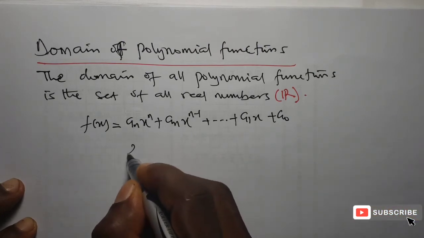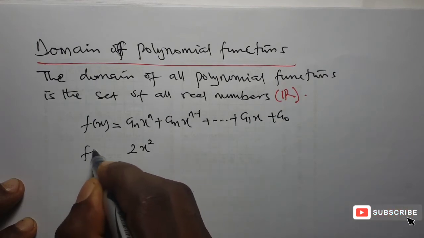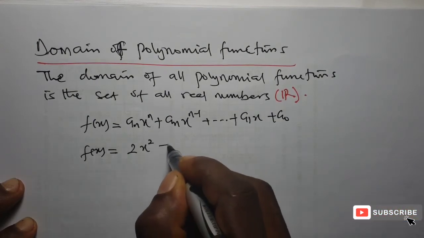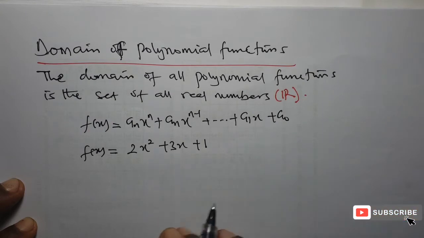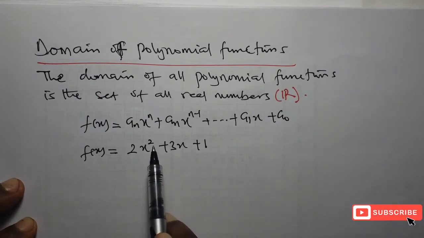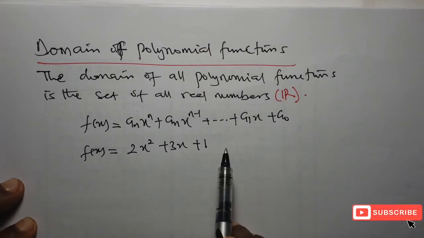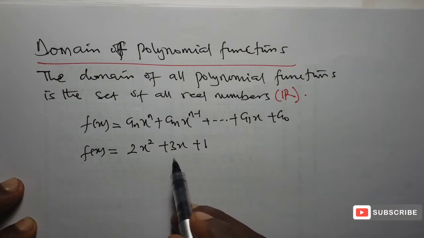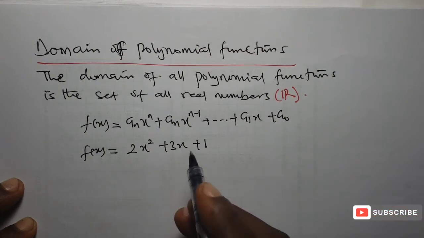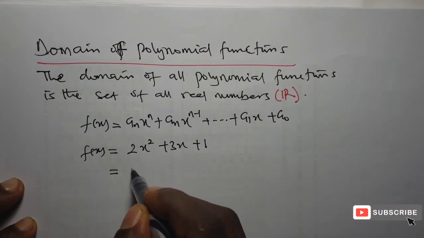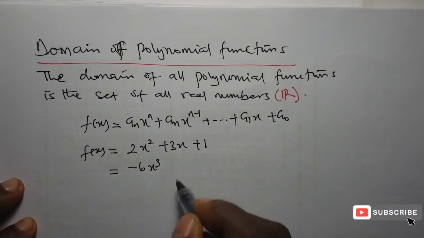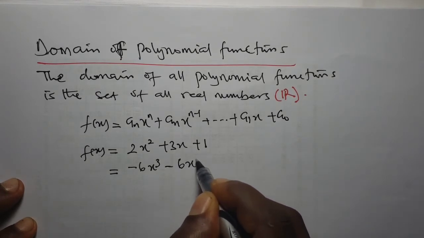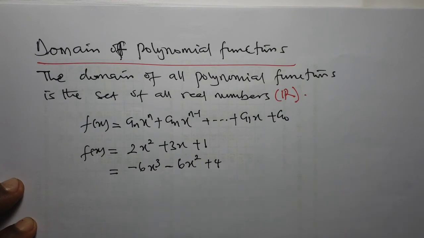For example, f of x equal to 2x squared plus 3x plus 1. Here, the powers of x are descending. We have 2 here, we have 1, and we have 0. So this is what they call a polynomial function. And of course, this is what we call a quadratic polynomial function. We could have a cubic, for example, negative 6x cubed, minus 6x squared plus 4. And this is also a polynomial function.